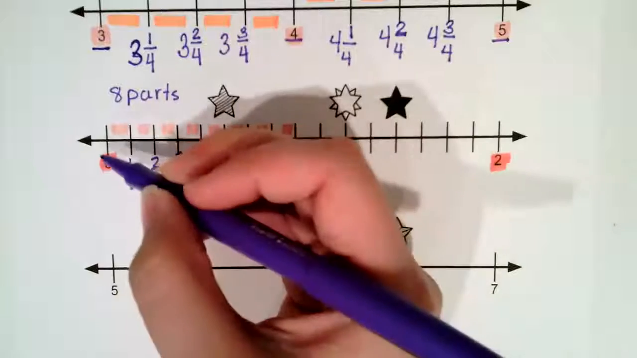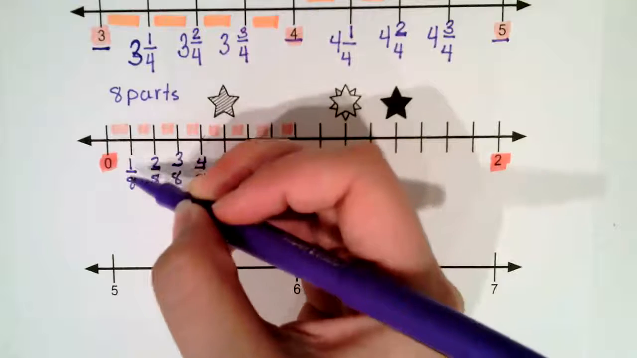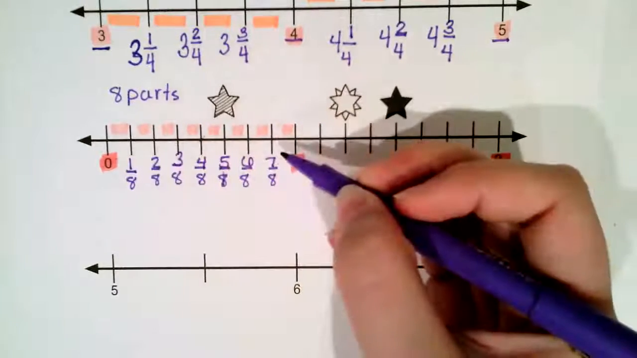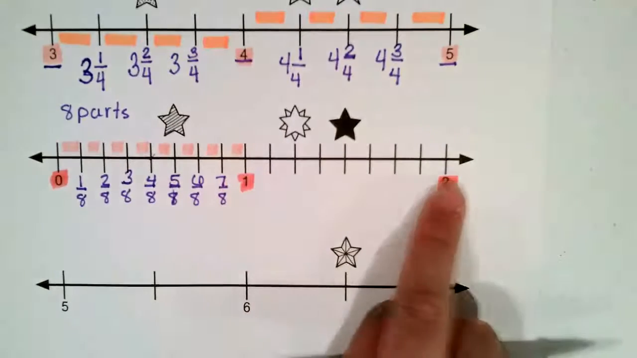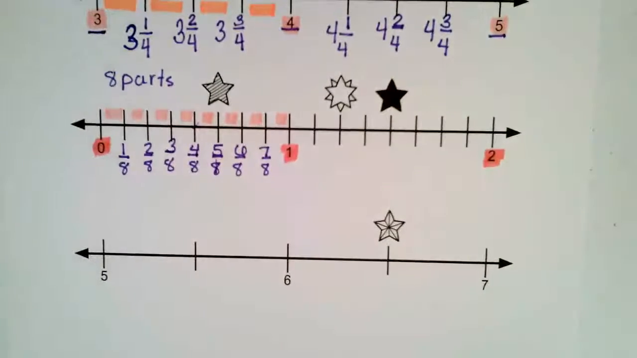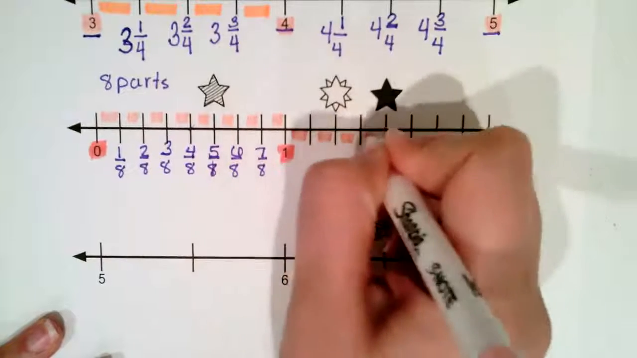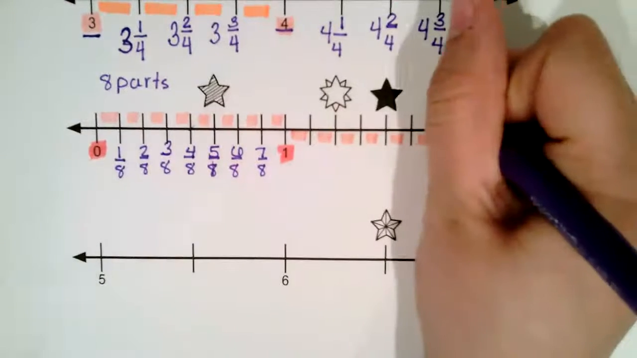Now, because I'm going from 0 to 1, I do not have a whole number. That means this is just 1/8, 2/8. These are not greater than 1 whole. Now, here, I'm going to go from my whole number 1 to 2. So now we're going to be doing greater than 1 whole. Let's count the spaces between 1 and 2. I have 1, 2, 3, 4, 5, 6, 7, 8. So 8 parts.